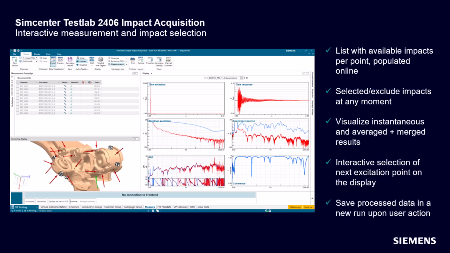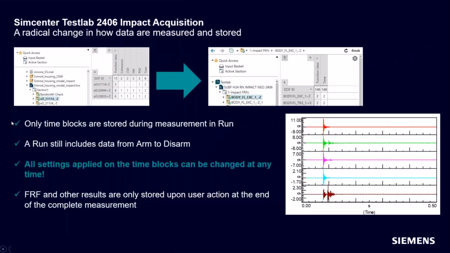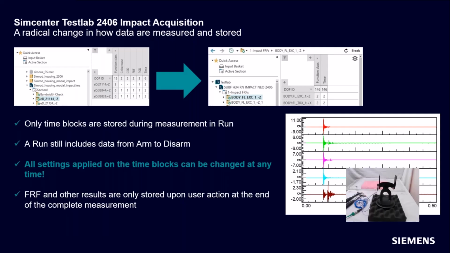So the first is, and it sounds weird, but is actually really cool: only the time blocks are stored during the measurement. What this allows us to do is change measurement parameters on the fly and automatically recalculate all those FRFs. So every time I take a hit, and you'll see me do this today, I've got a little setup here, it's only storing the time data until I'm completely done with my measurement and I tell Test Lab I am all done, then it'll calculate the FRFs.